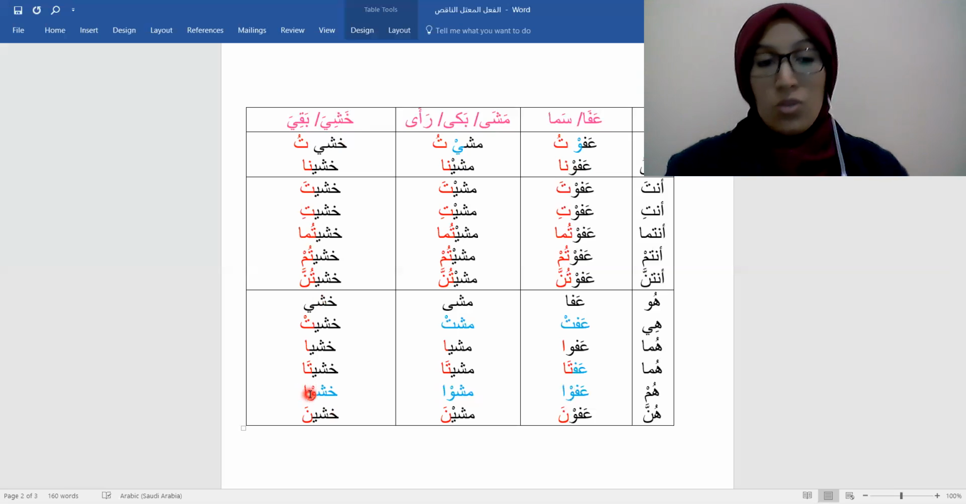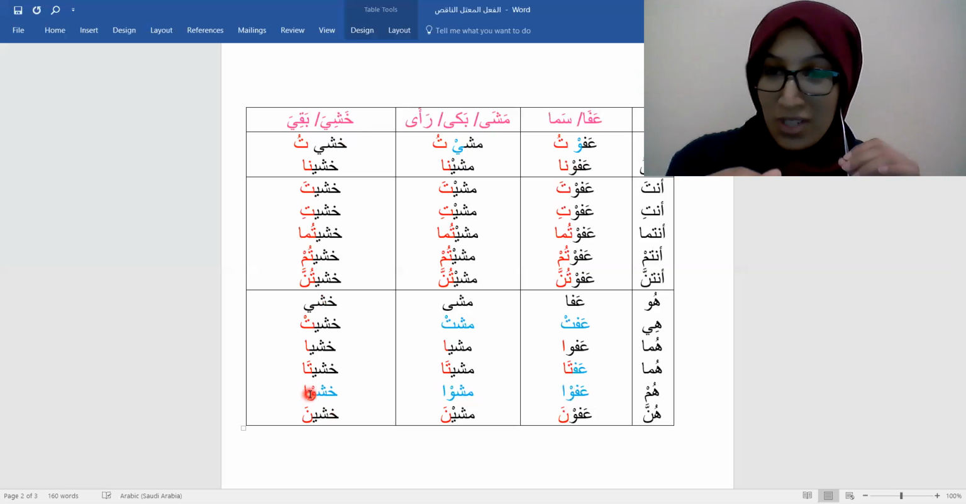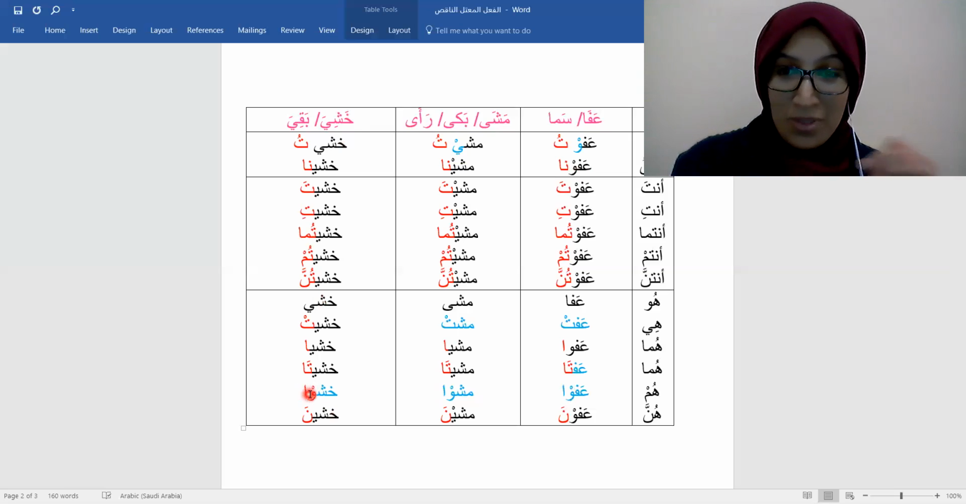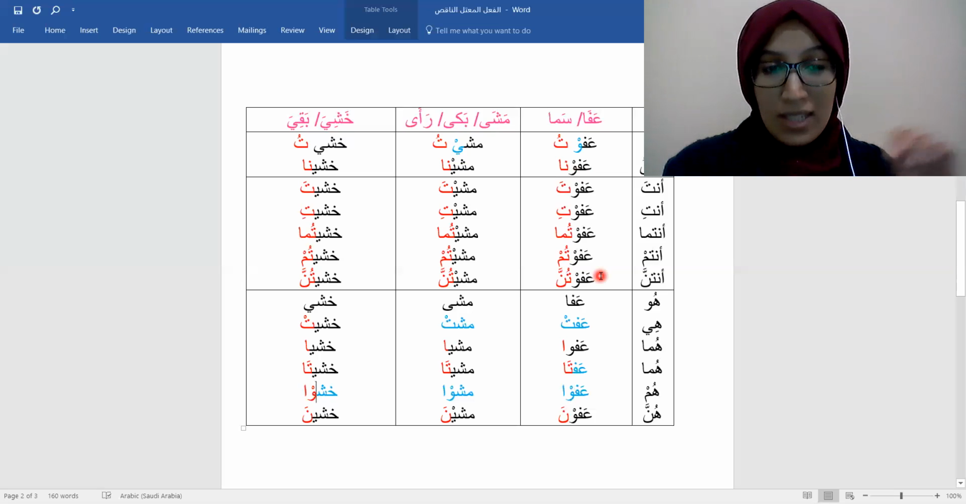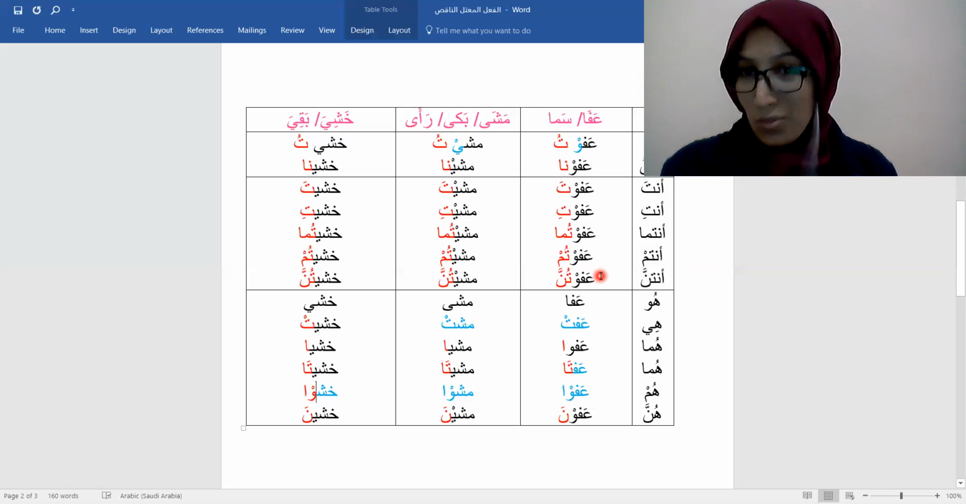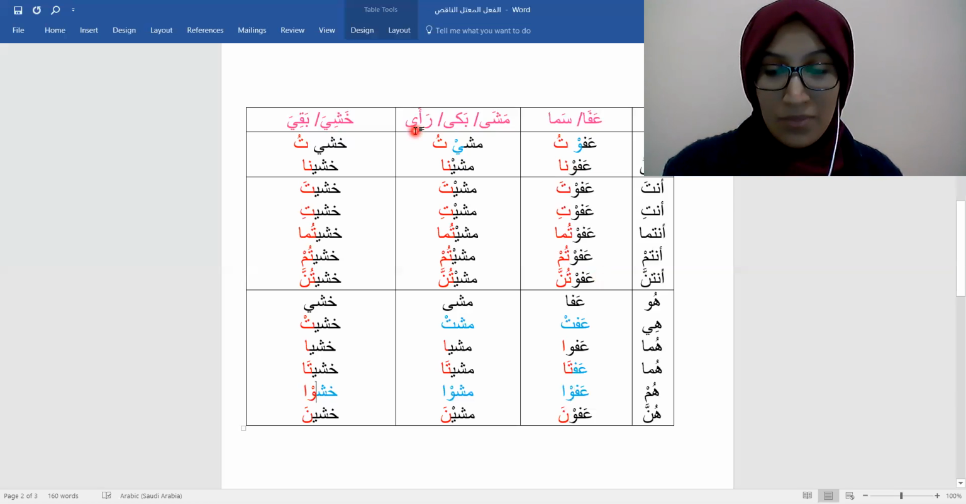This is how you do the conjugation of all the similar verbs. So when you have a verb which ends with alif mamduda, you do like this, like afa; with alif maqsura, like mesha; and with khashiya, with the ya at the end, like khashiya. Ra'a is a special case. We will see it later. Okay, so this is about the conjugation in the past for these letters.